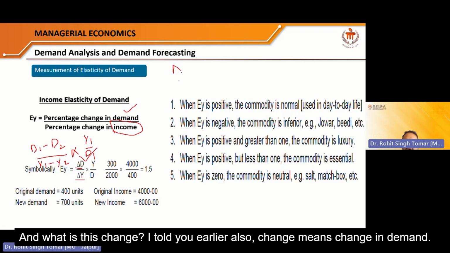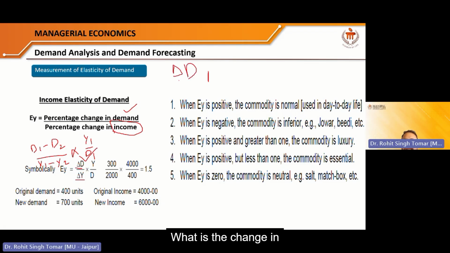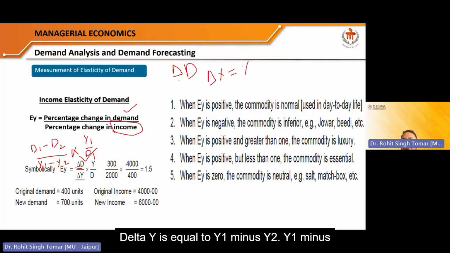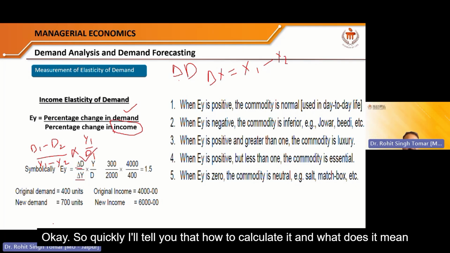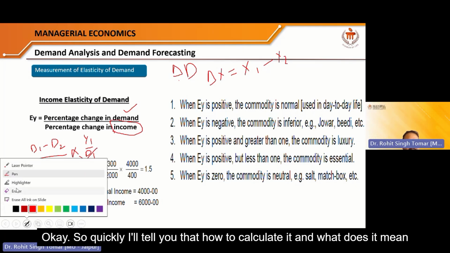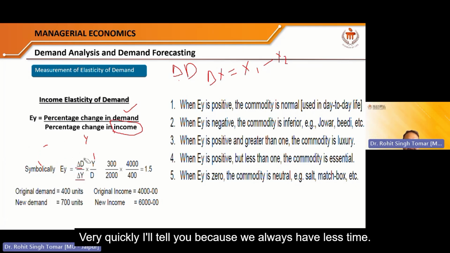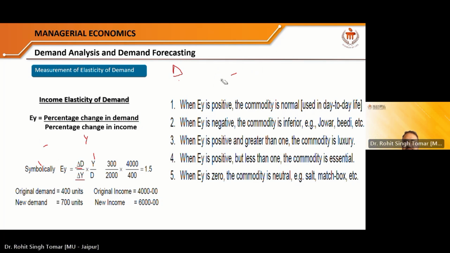And what is this change? I told you earlier, change means change in demand. What is the change in income? This is the change in income. Delta Y is equal to Y1 minus Y2. Don't forget this. The concept will be the same, right? Okay, so quickly I'll tell you how to calculate it, what it means and what the applications of this are. Very quickly, because we always have less time.